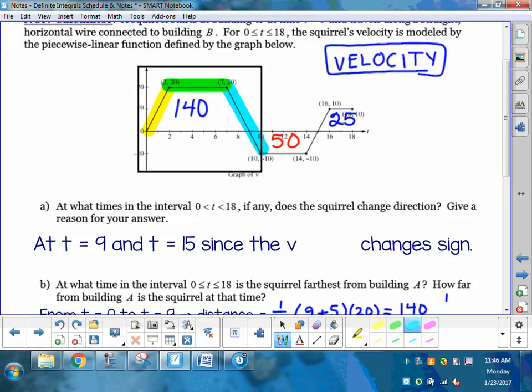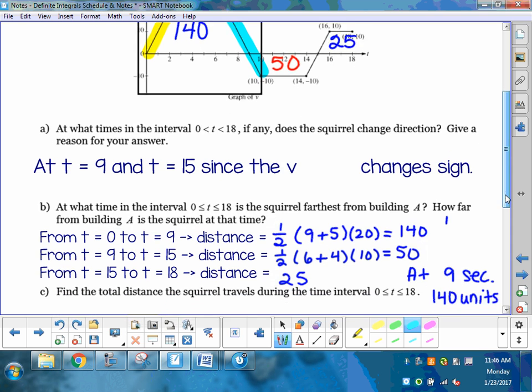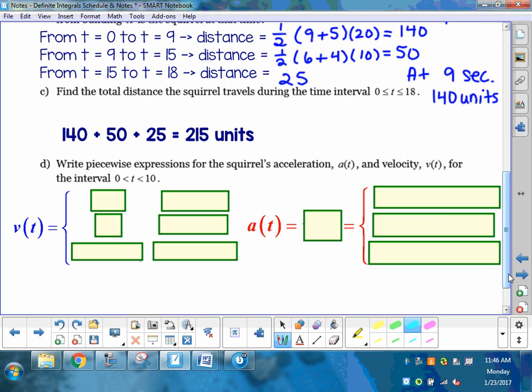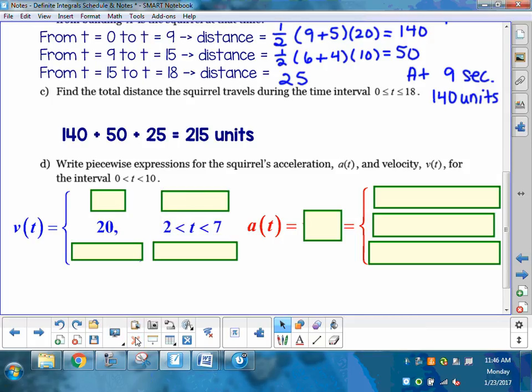We're doing our velocity function: y equals 20, from where to where? From 2 to 7. You need to put those constraints on it.